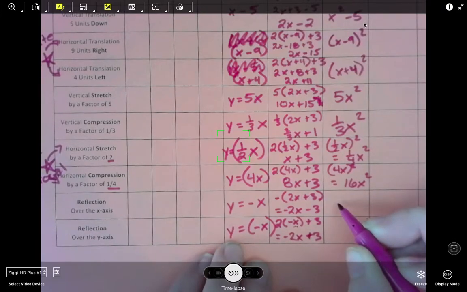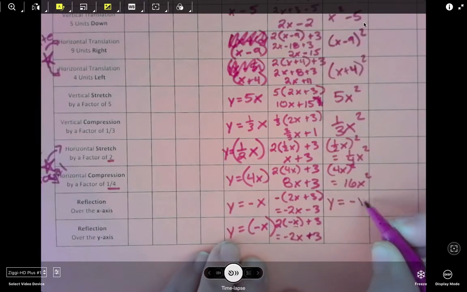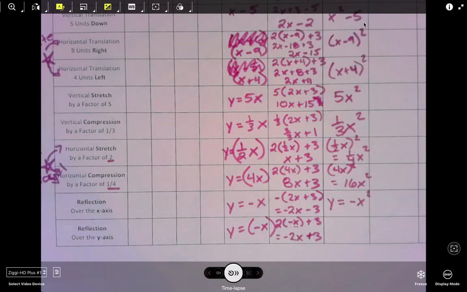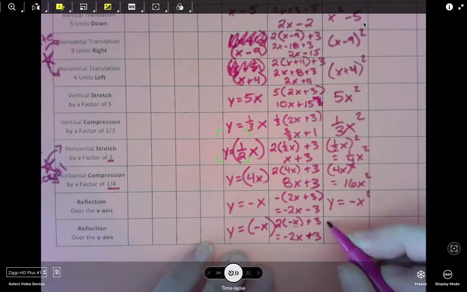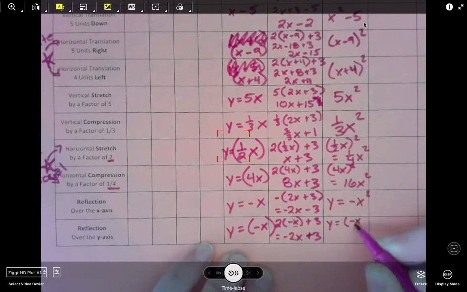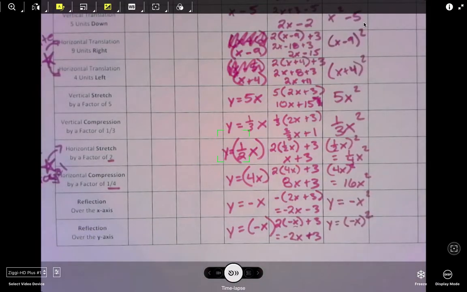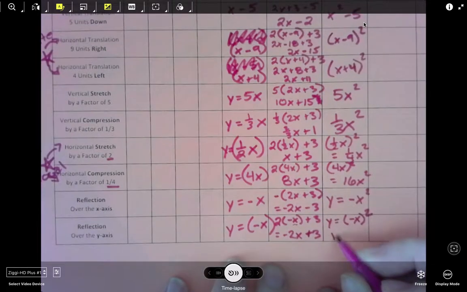Now over here, this guy. This is y equals x squared, so I do y equals negative x squared. I just put the negative in front of everything. But then this one is y equals negative x squared in parentheses. Okay? Now, that bottom one, if I take negative x and square it, that's like negative x times negative x, what will happen? It will become positive, right?